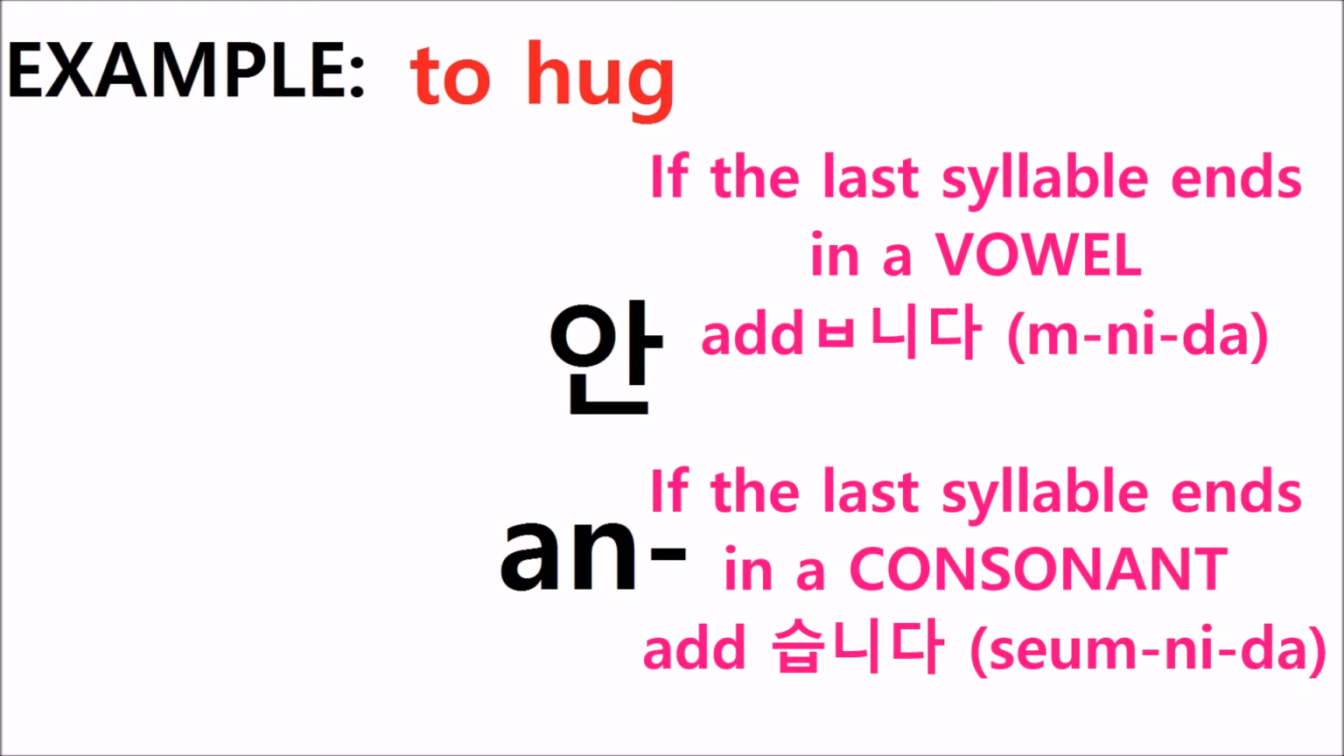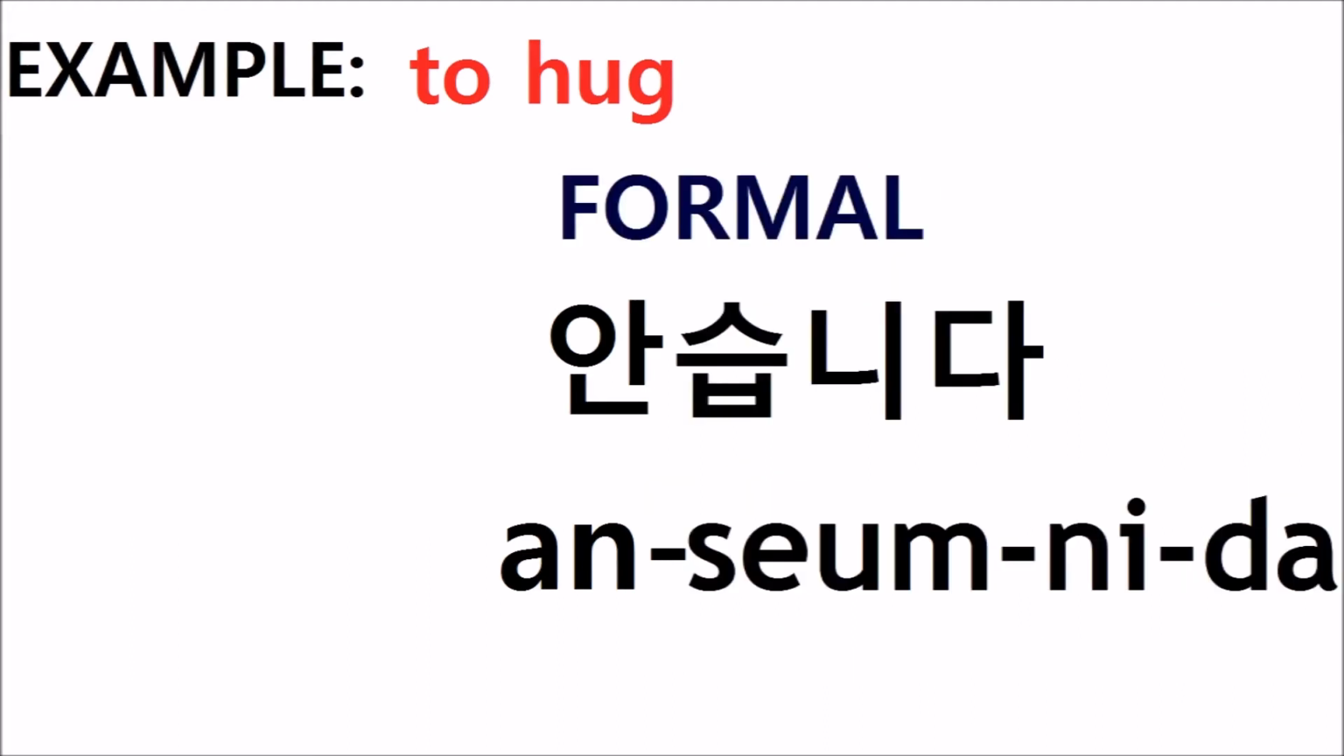To make the formal form of the verb, we start off with the infinitive and cut off the da. Then, if the last syllable ends in a vowel, we add nida to the end. Or, if the last syllable ends in a consonant, we add simnida. In this case, our root verb ends in a consonant, so we add simnida. On simnida.